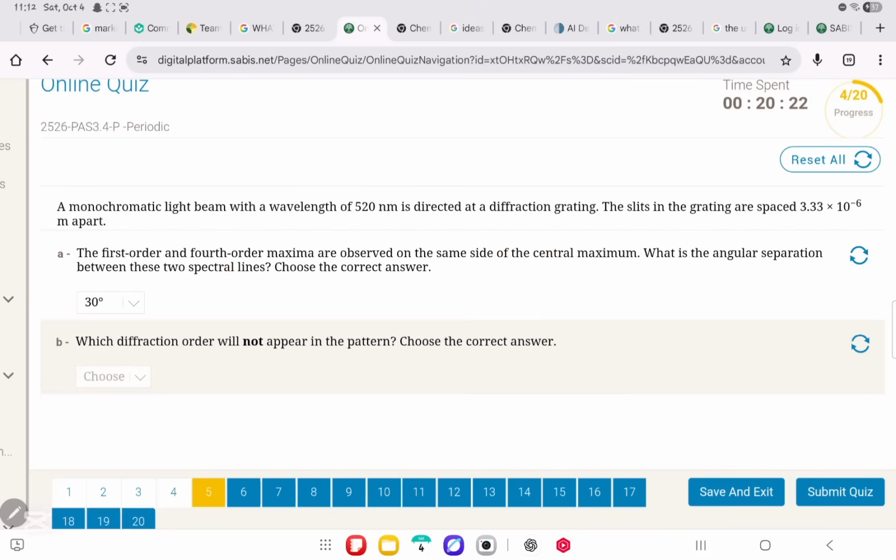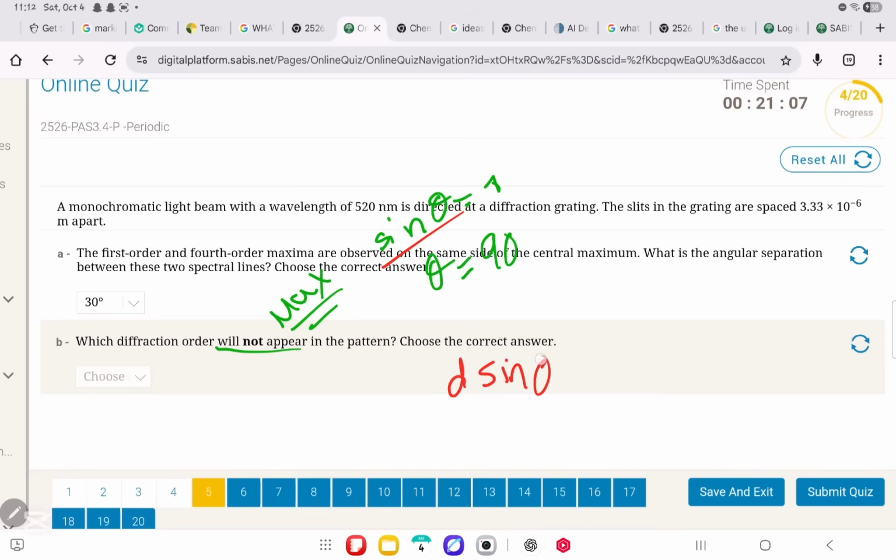Now, what diffraction order will not appear in the pattern? So when they say will not appear, meaning they're looking for more than the max. In order to get the maximum, we should know that sine theta is going to be equal to 1 or that theta is equal to 90, either or work, in order for us to find the maximum. So what's the equation if we have sine theta and we need to use it in diffraction? The equation is d sine theta equals m lambda. So we need to find the value of m. We already have d, which is 3.33 times 10 to the power of minus 6. Sine theta, we need to find it.